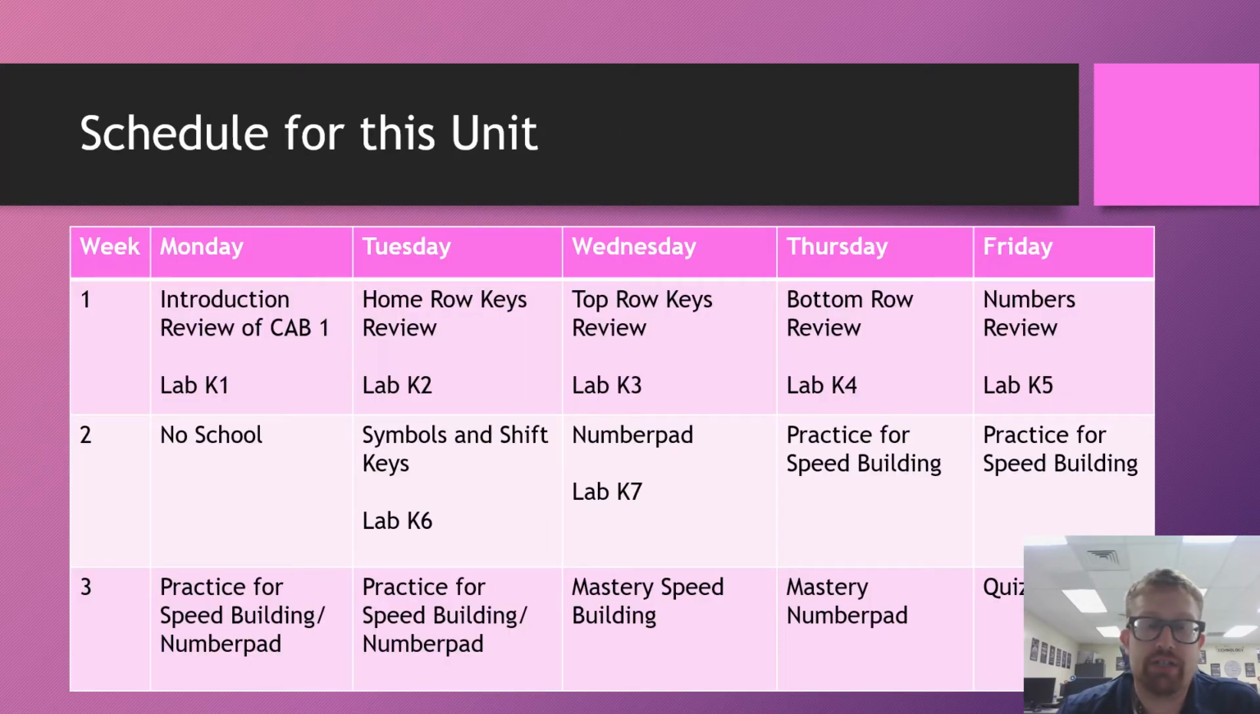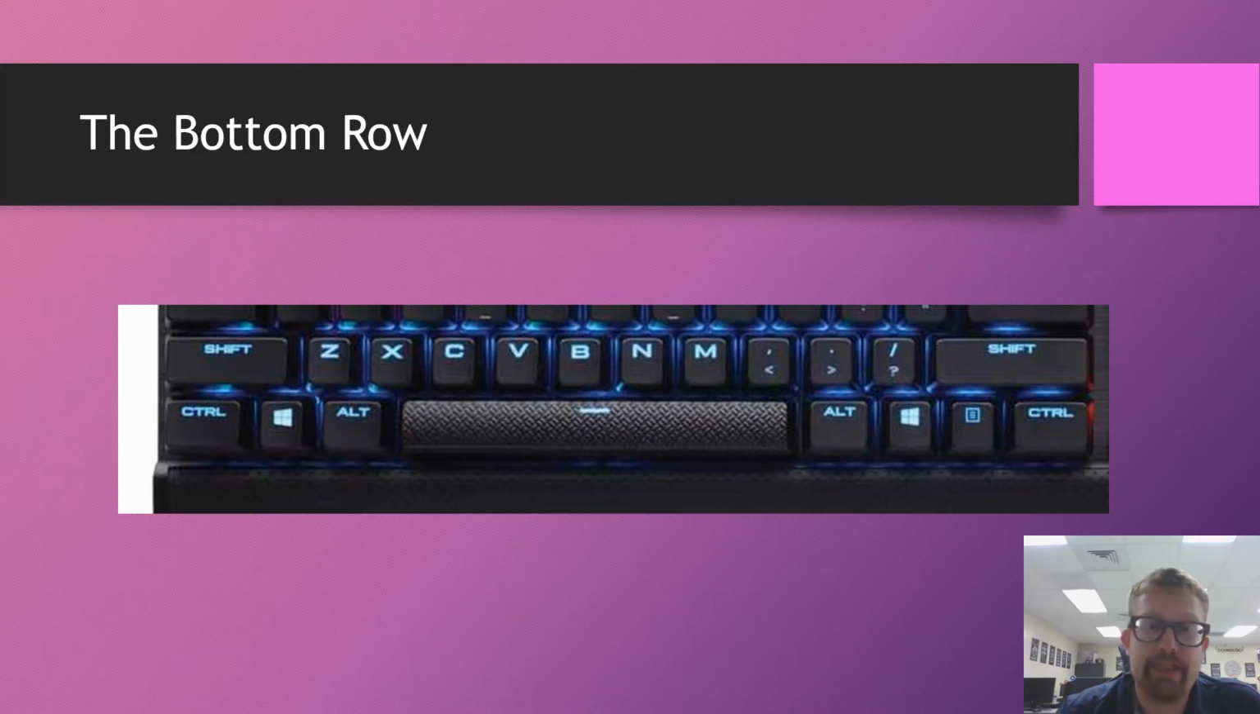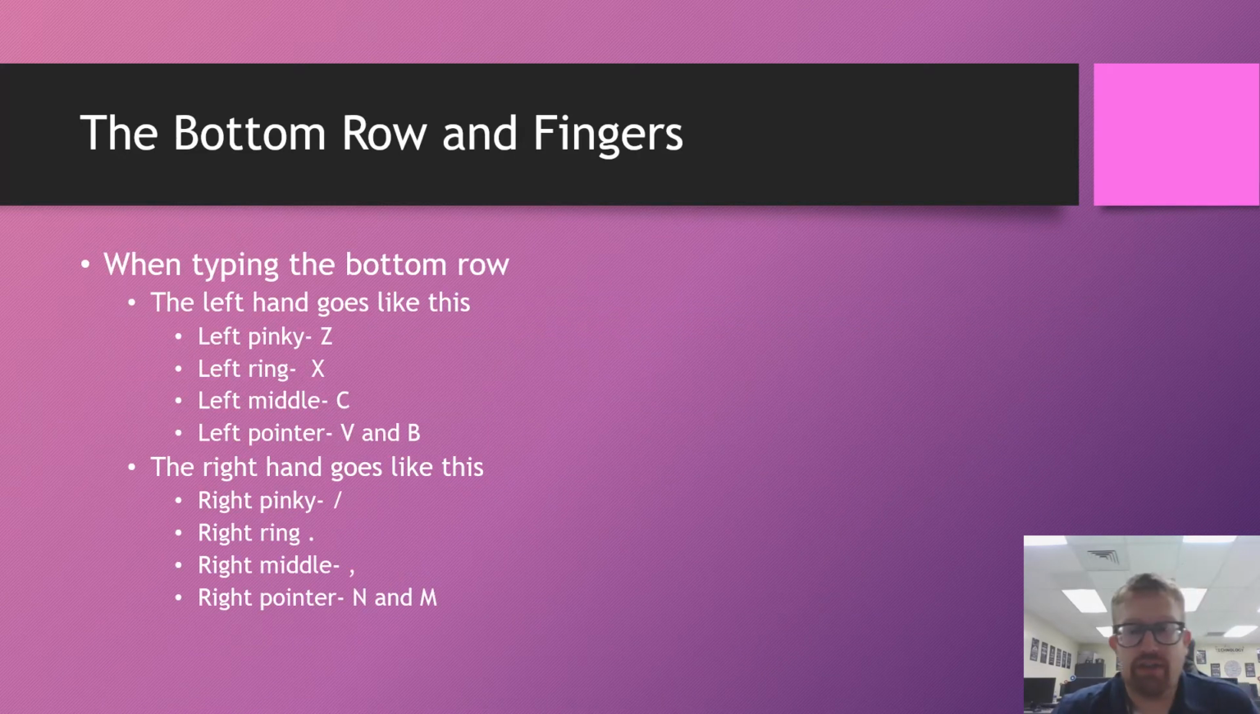All right, for our schedule for this unit, we are here in day 4. Today we're going to talk about the bottom row keys, and then next week you start getting into your practice days. So the bottom row looks like this. On your left hand, your left pinky will type the letter Z. It reaches from A down to Z. Your left ring finger will reach from S to X. Your left middle finger will reach from D to C. And then your left pointer will reach from F to V and to B.